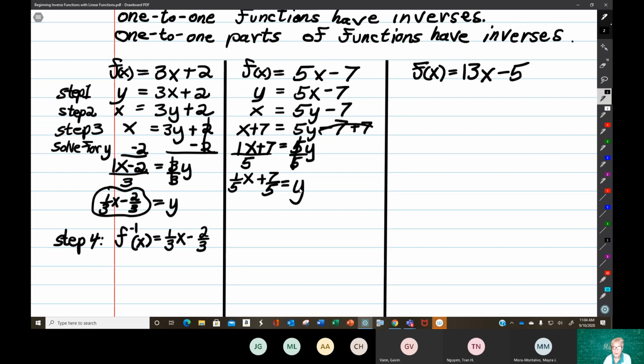And then step 4, once we have it in this form, we write what it really is, which is that it's the inverse of the original function. Here, the original function is f of x equals 5x minus 7. Its inverse is going to be f inverse of x equals 1/5 x plus 7/5. Ta-da!